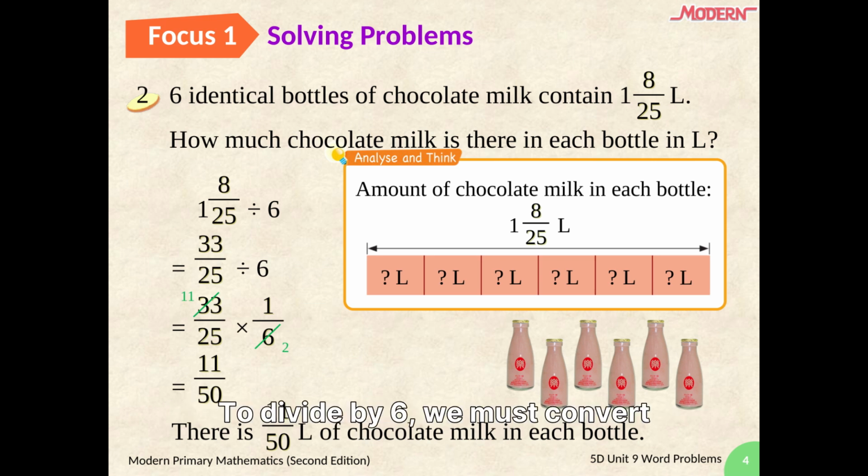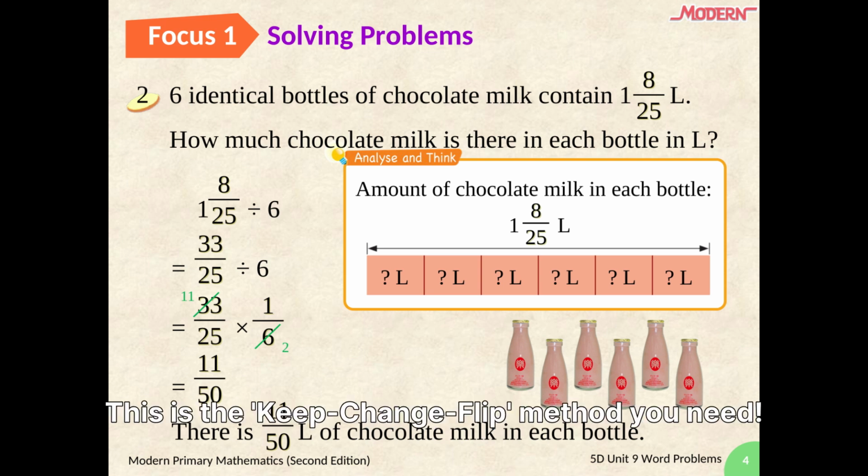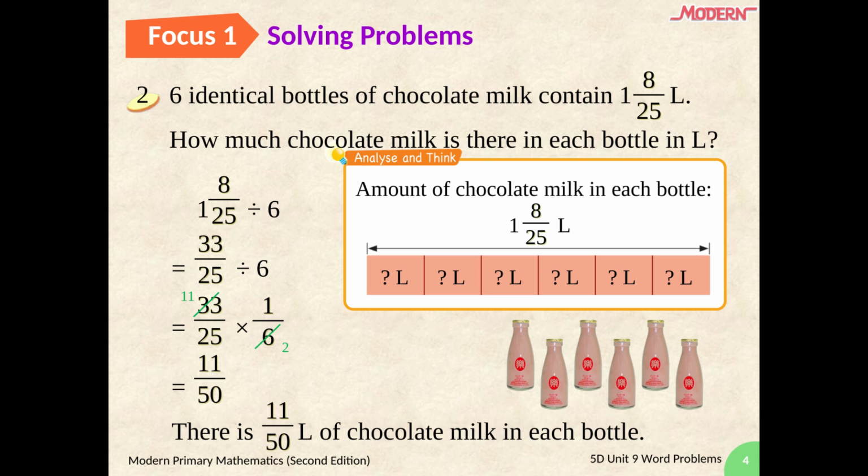To divide by 6, we must convert it to an improper fraction first. 1 times 25 plus 8 equals 33. So we have 33 over 25 liters. Now let's divide that by 6 bottles. Know-how. Dividing by 6 is the same as multiplying by 1 over 6. This is the keep change flip method you need.